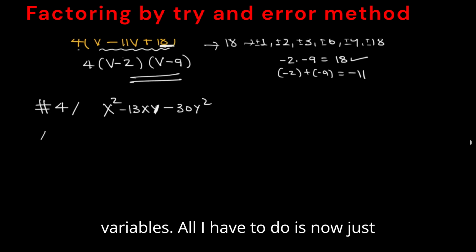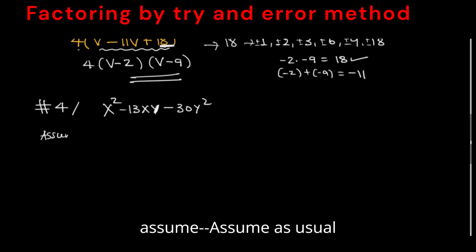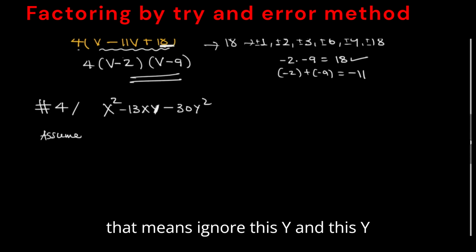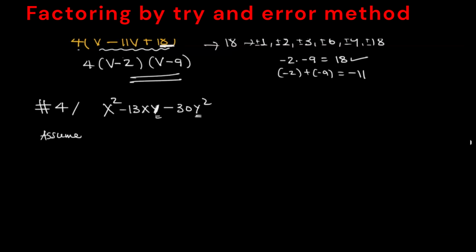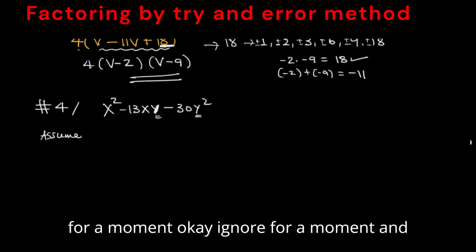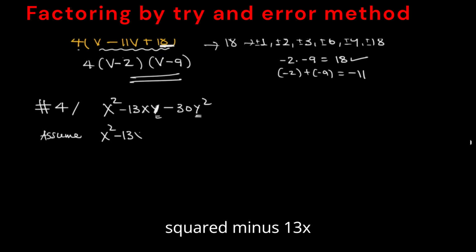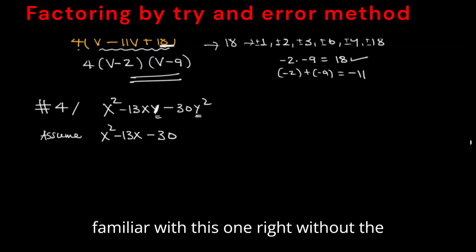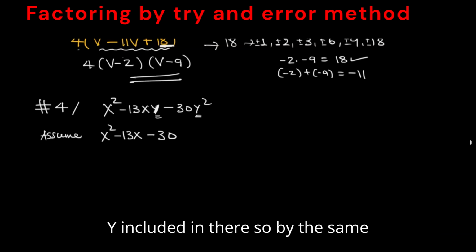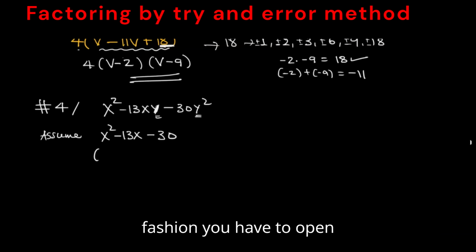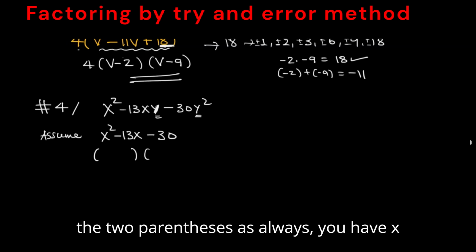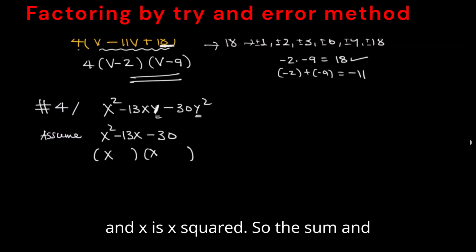All I have to do is just assume as usual. That means ignore this y and this y for a moment and then write the rest. So that means x squared minus 13x minus 30. Now you are familiar with this one, right? Without the y included in there. So by the same fashion, you have to open the two parentheses as always. You have x here and then you have another x here. X and x is x squared.